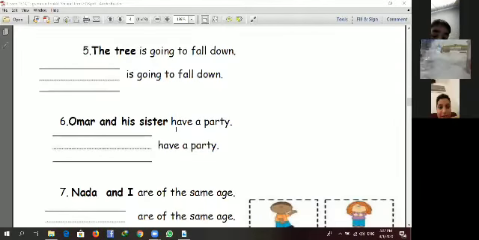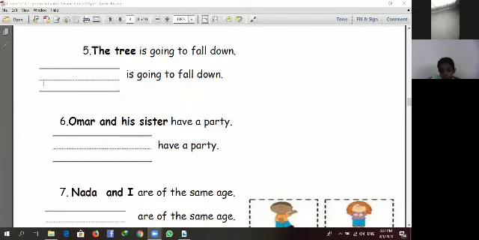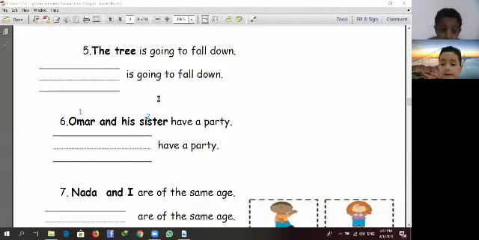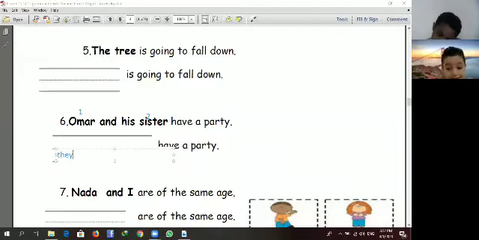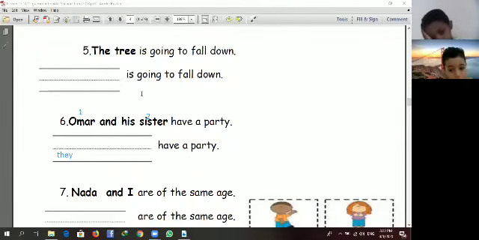Omar and his sister have a party. Over here, I have so many subjects. Omar is number one and his sister number two. I have so many people over here, more than one. And I am not with them. So it's going to be they or we. They. That's right. I choose they, not we, because I'm not with them. Okay, let's choose.